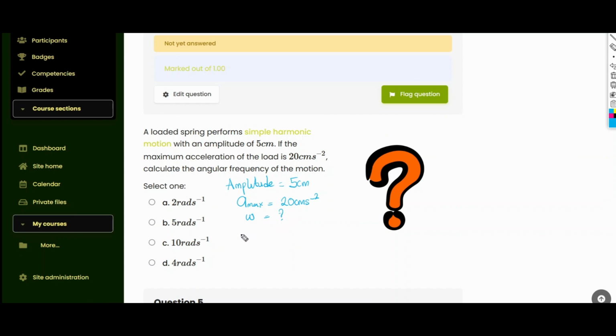So what relationship do we have? A maximum is equal to amplitude times the angular frequency square. So we're looking for the angular frequency square, so divide both sides by the amplitude, so ω square equals A maximum over the amplitude. So what is our A maximum? We have 20 over 5. So our ω square is going to be 4, and square root of 4 is 2. We'll have to write per seconds.